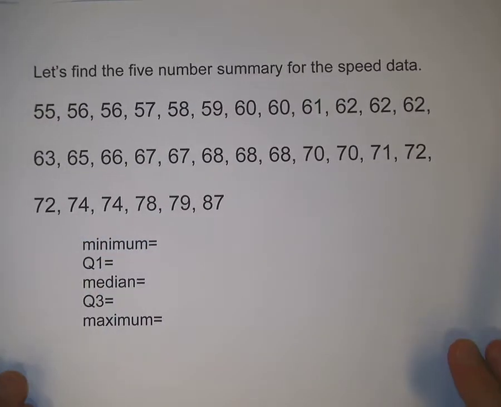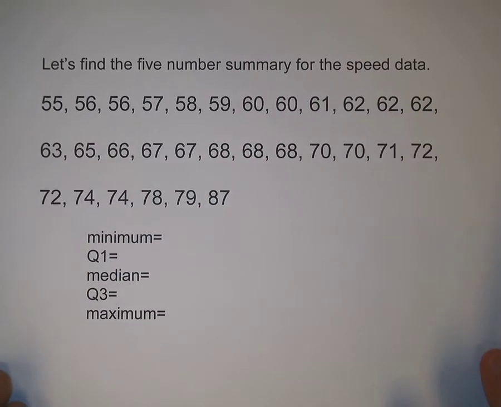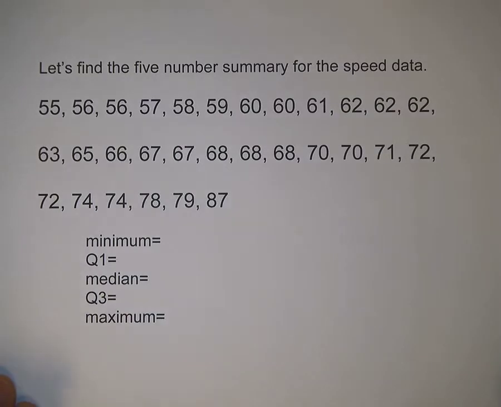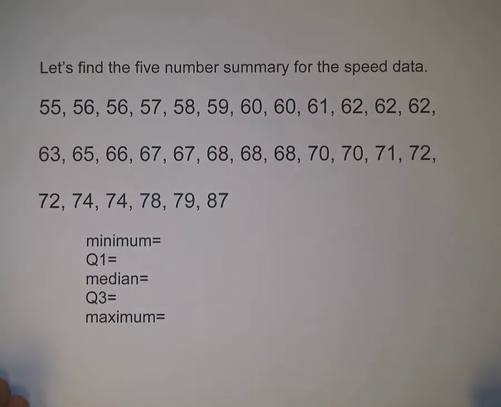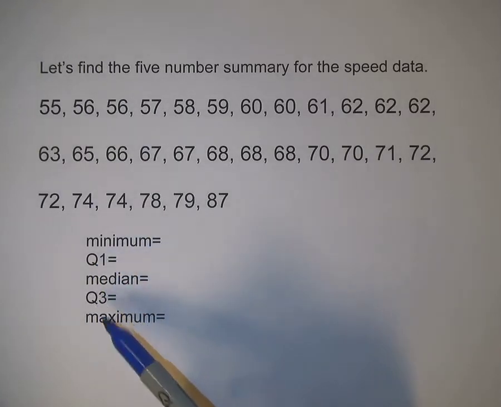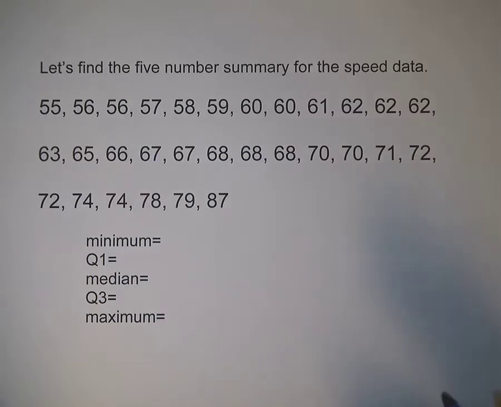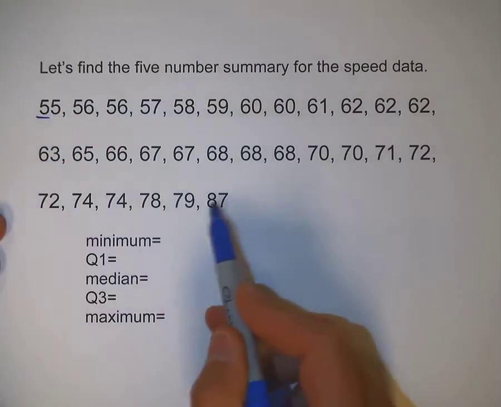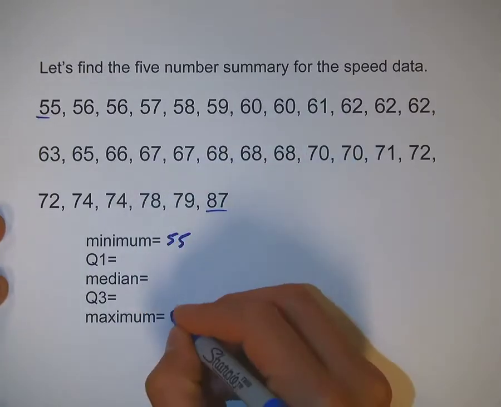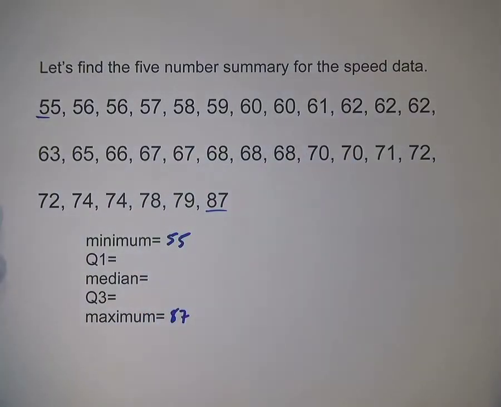Now let's actually find the 5-number summary for the speed data. Notice that I have put the data in order. That's always the first thing you need to do when you're finding the 5-number summary. Then I have the 5-number summary all listed out here: minimum, Q1, median, Q3, maximum. The minimum and maximum are the easiest. The minimum was 55, maximum was 87, so very fast.